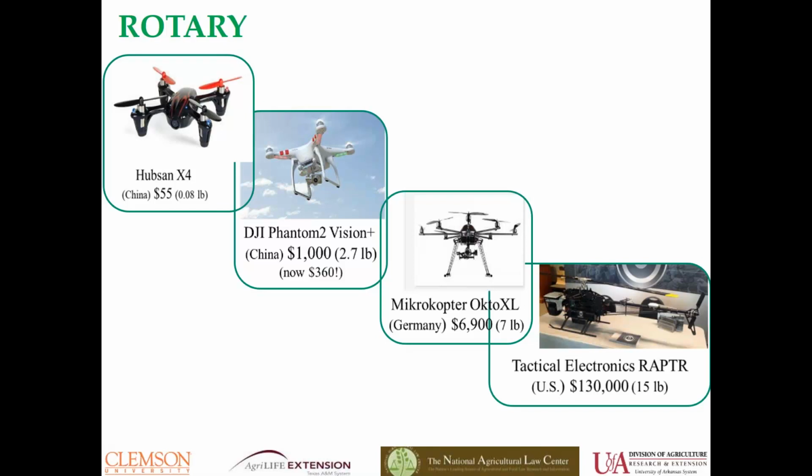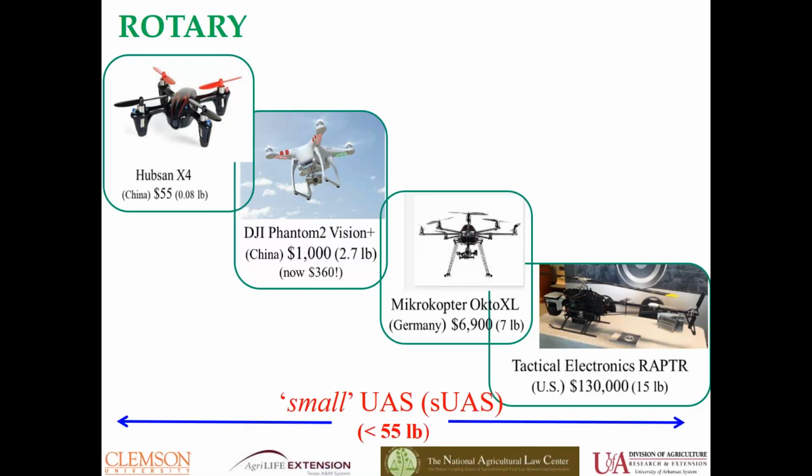Another aspect of the Part 107 regulations was the introduction of the small class of UAS, which is defined as aircraft systems of less than 55 pounds. This category was borrowed from the registration system in Canada.